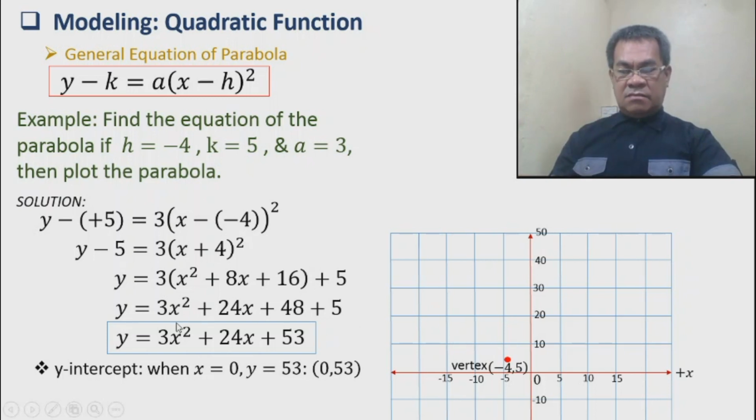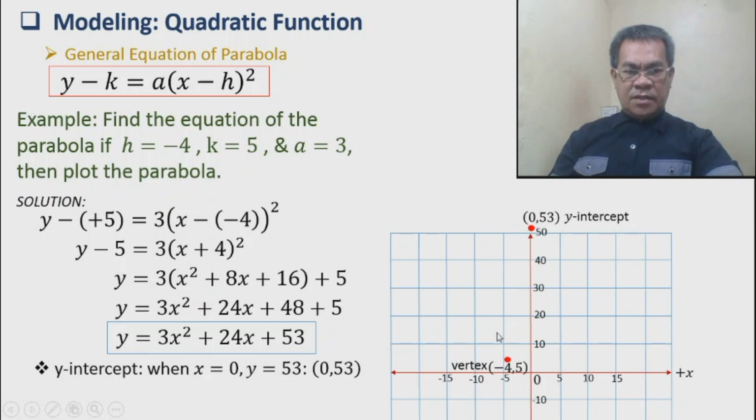Since we already have the equation, substitute x equal to 0. So when x is equal to 0, y is 53. We call this the y-intercept. You have to locate it, and this is at (0, 53). So this is the y-intercept. So we have now the 2 points.